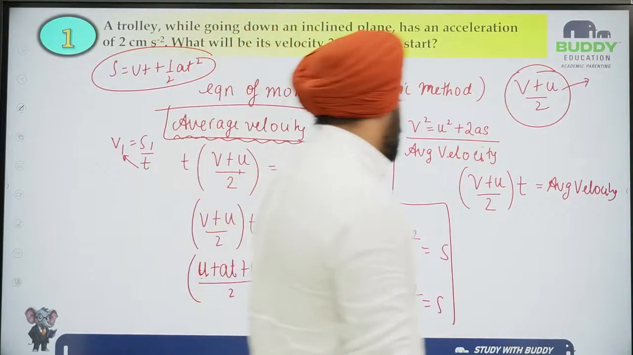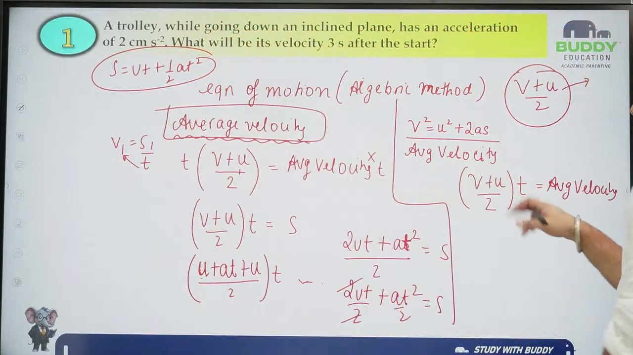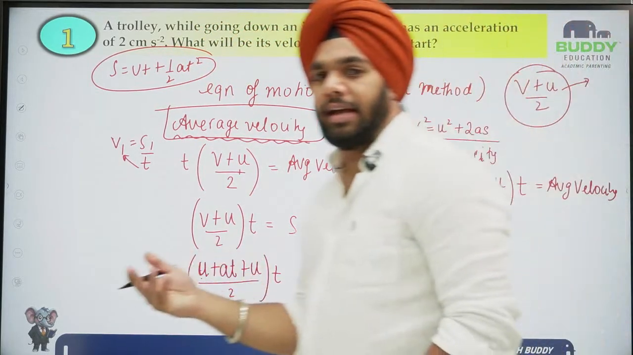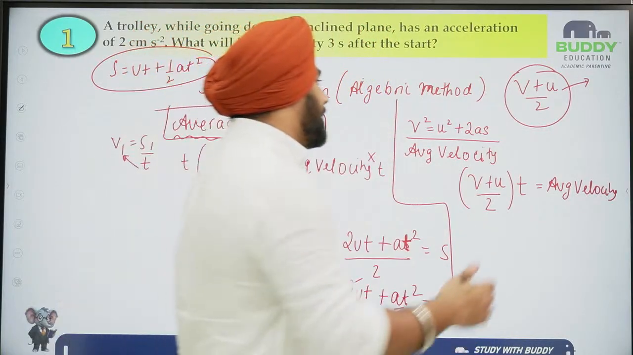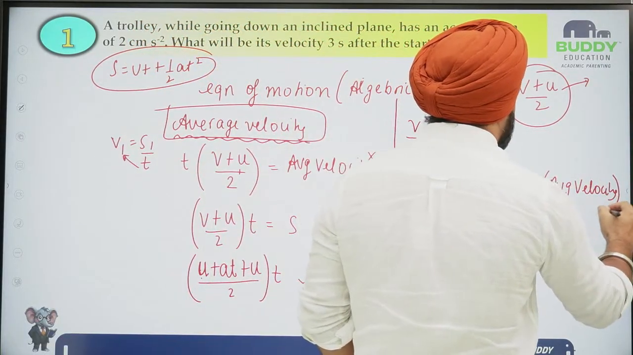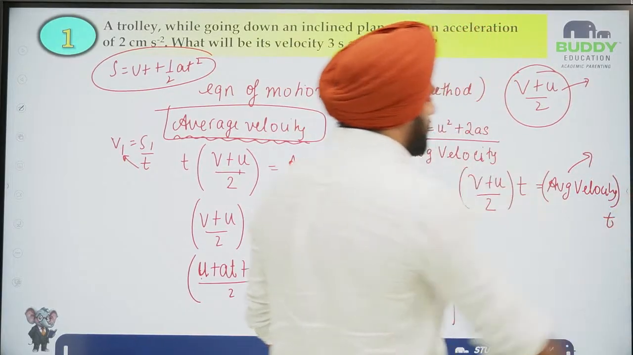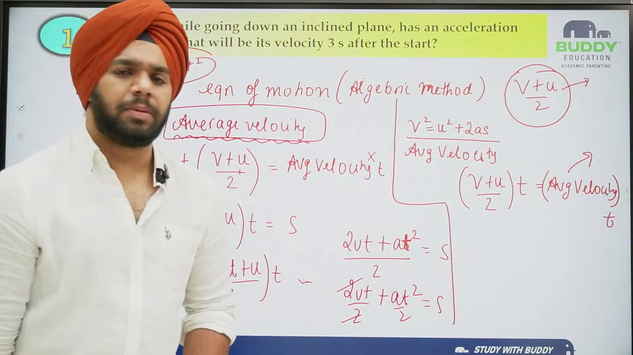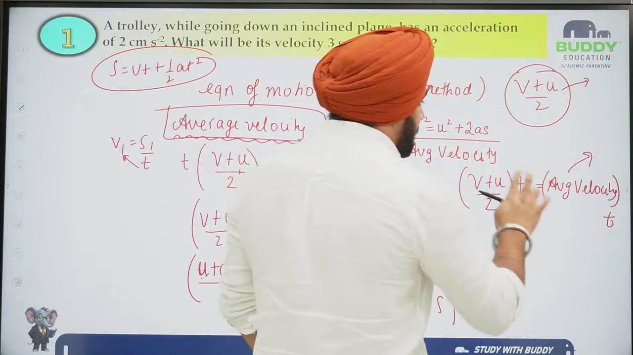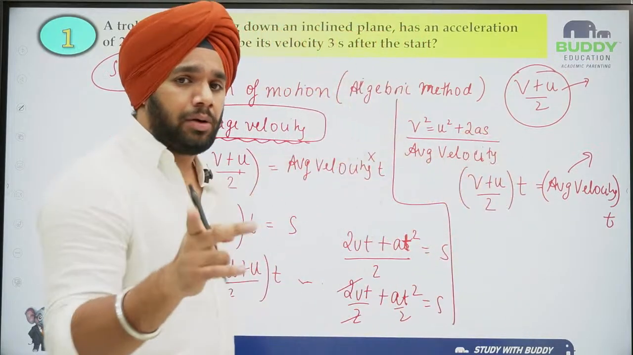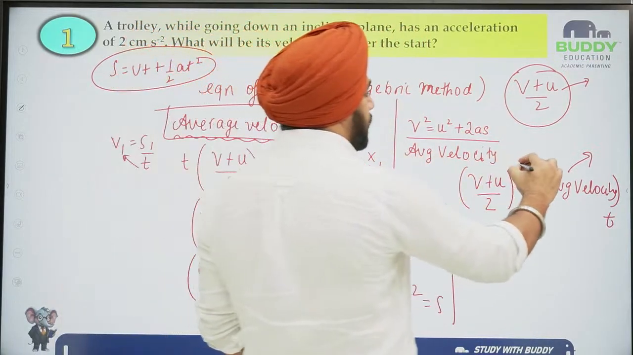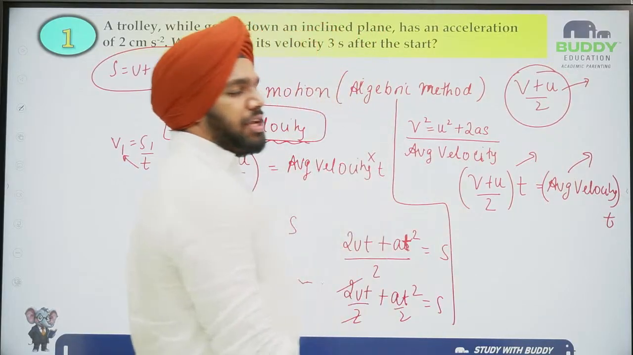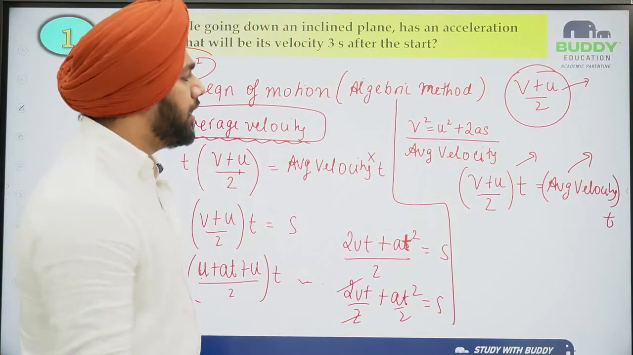So let's continue. v plus u by 2 into t, average velocity, again multiplied by time. Right, so here we got the displacement, right? Displacement we got. But the only problem now in this equation is that we have to remove time. We have to change time into some new variable.